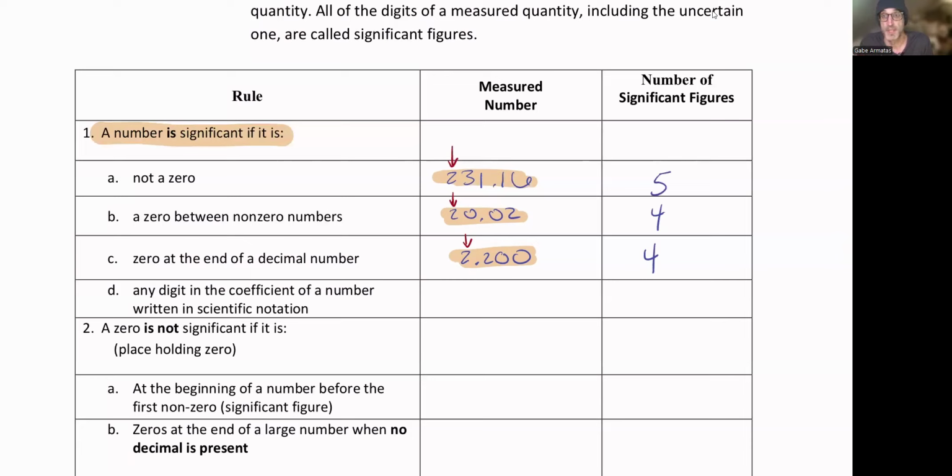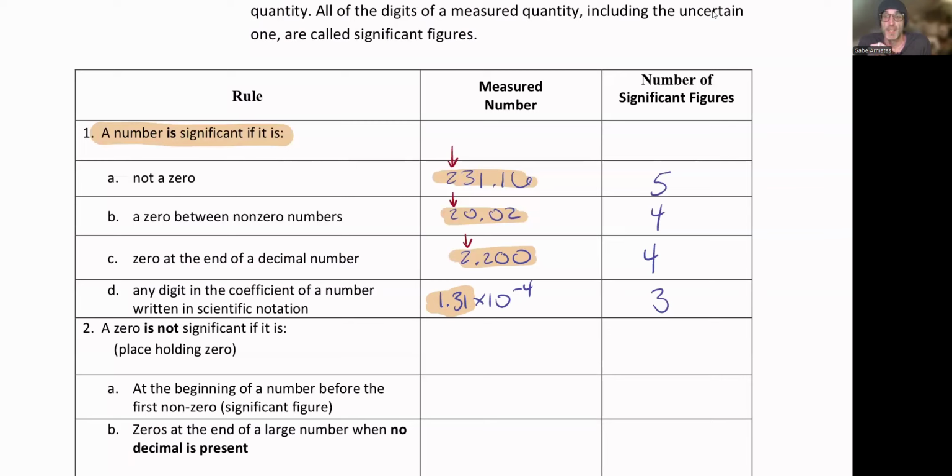I wrote the zeros. And then finally, any digit in a coefficient number written in scientific notation. When we do scientific notation, 1.31 times 10 to the negative 4, we ignore everything other than the coefficient. All of the numbers here are going to be considered significant. Doesn't matter if it's zero, doesn't matter how it's written. There are three significant figures there.